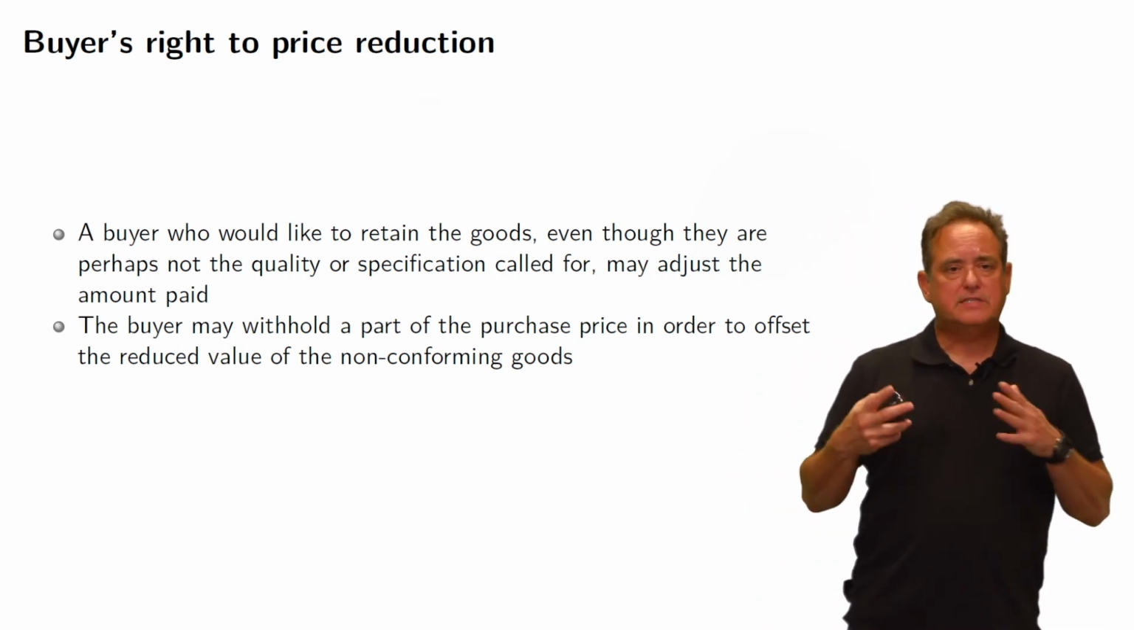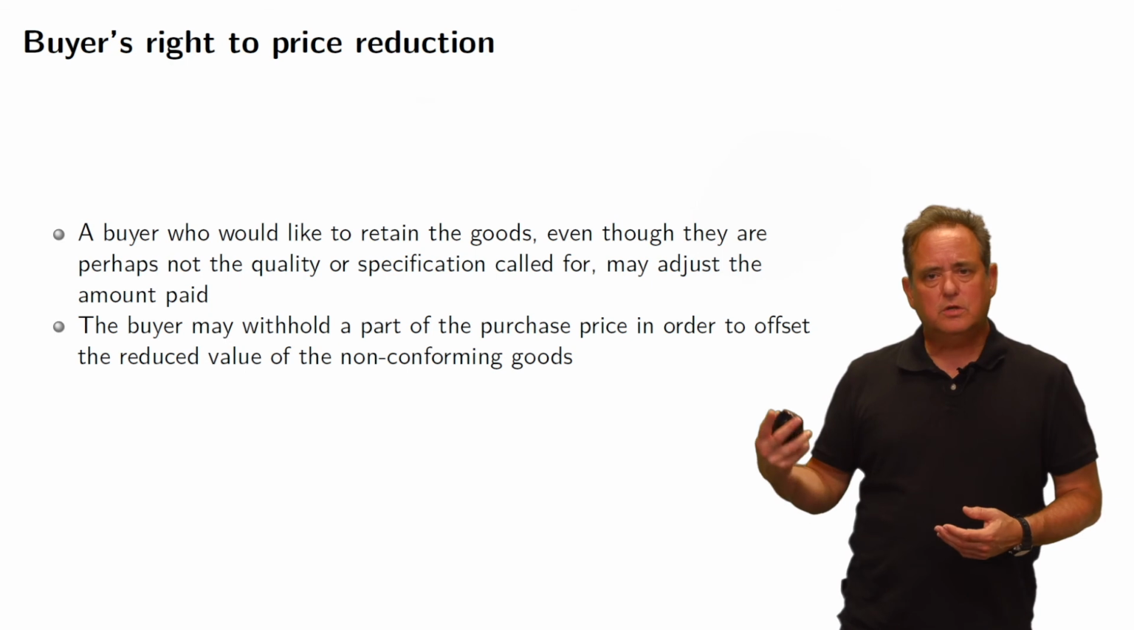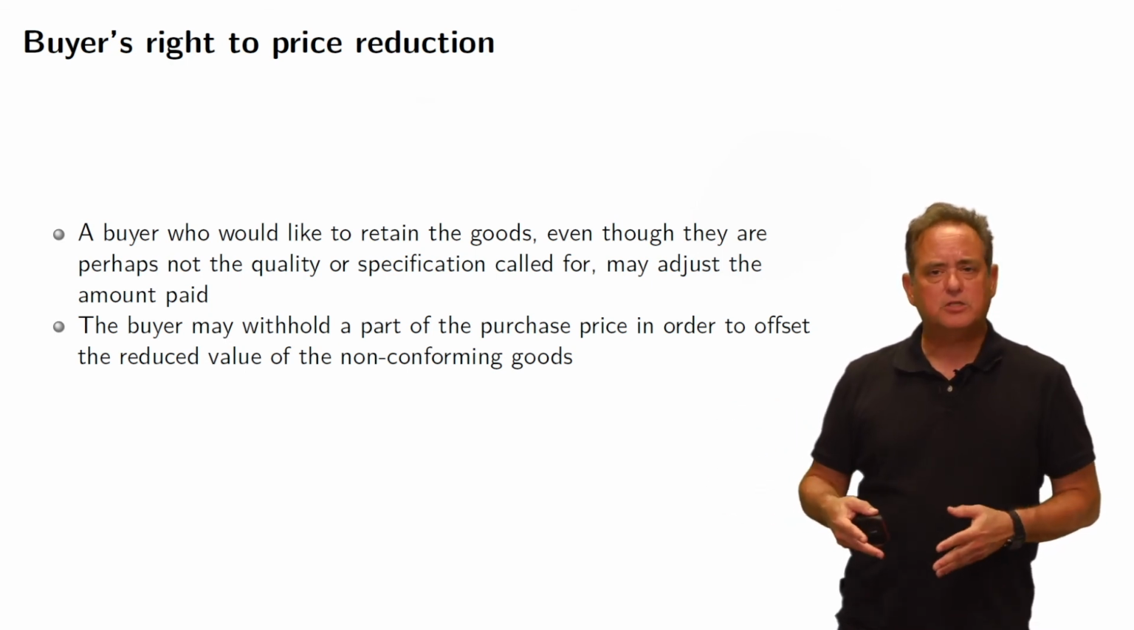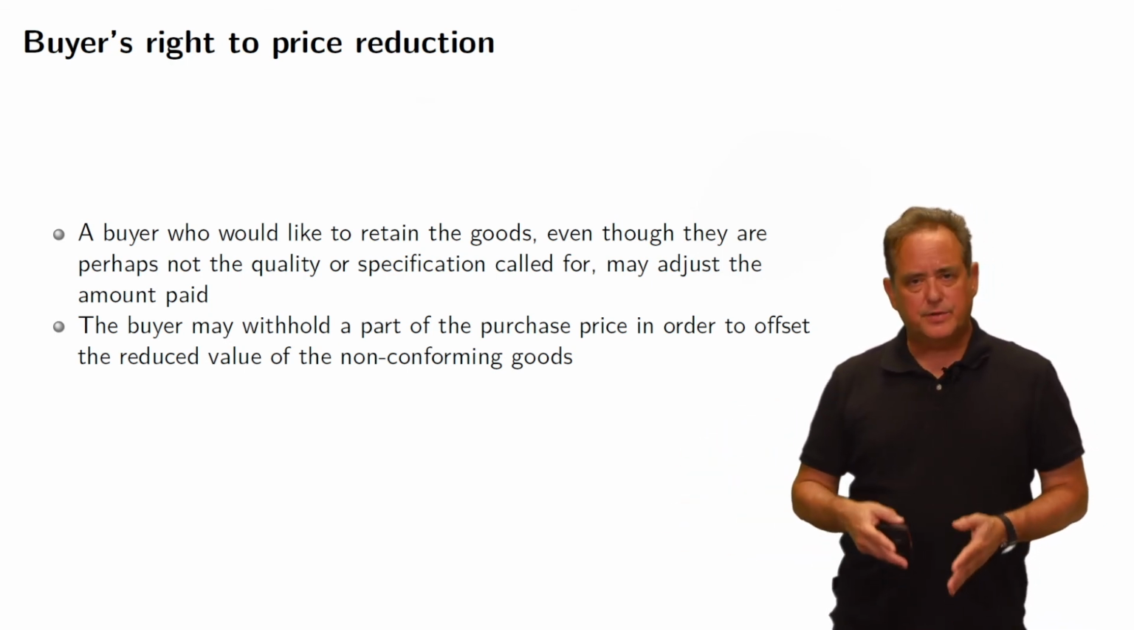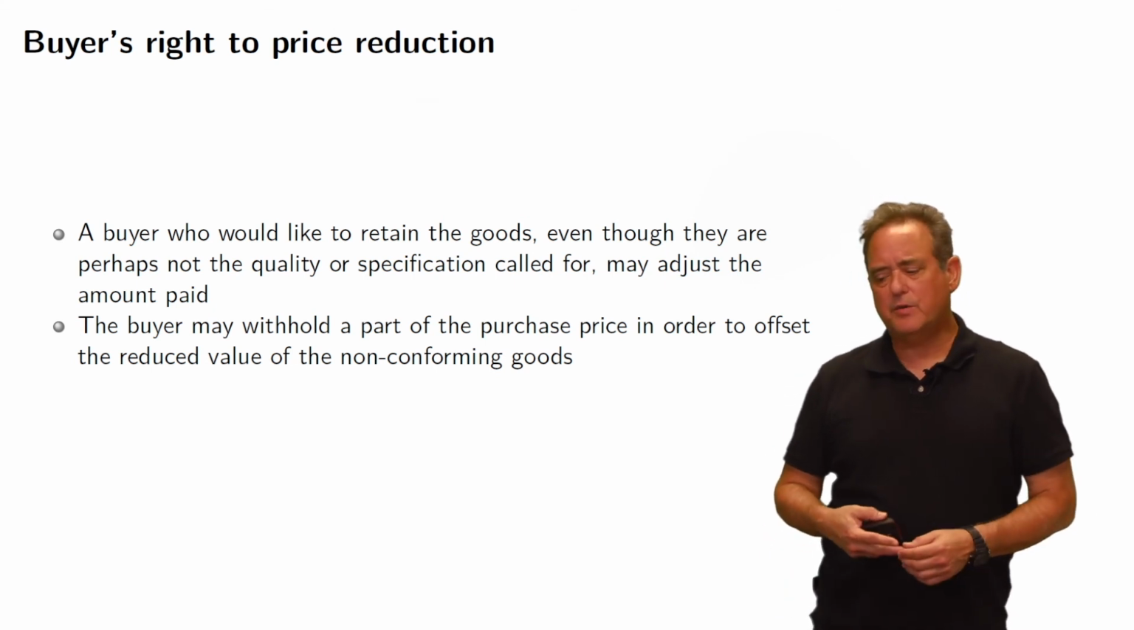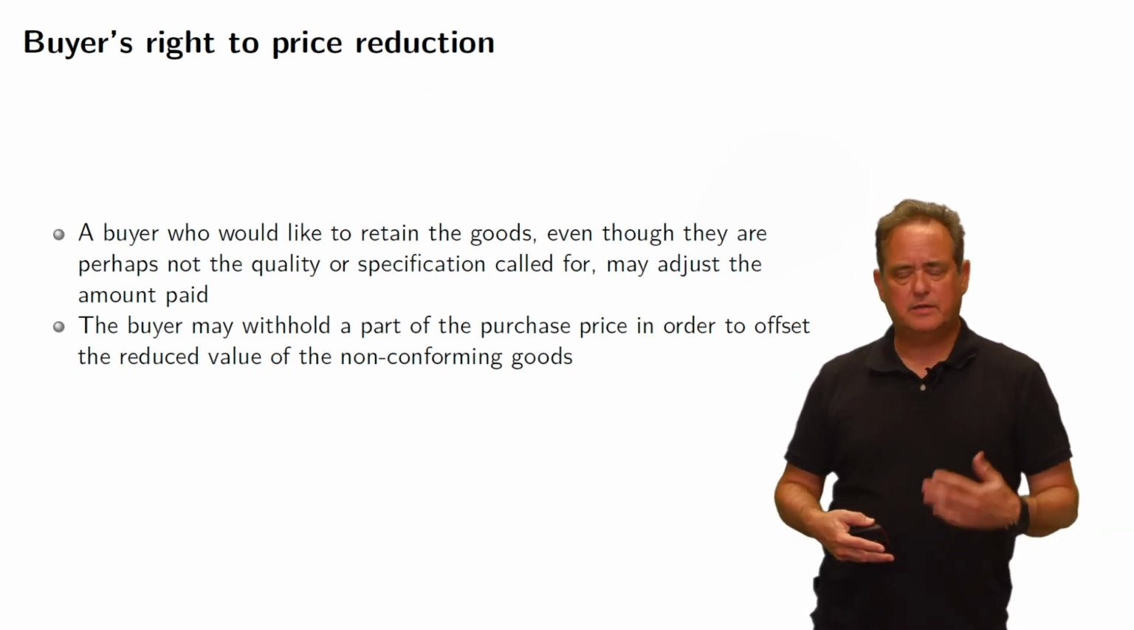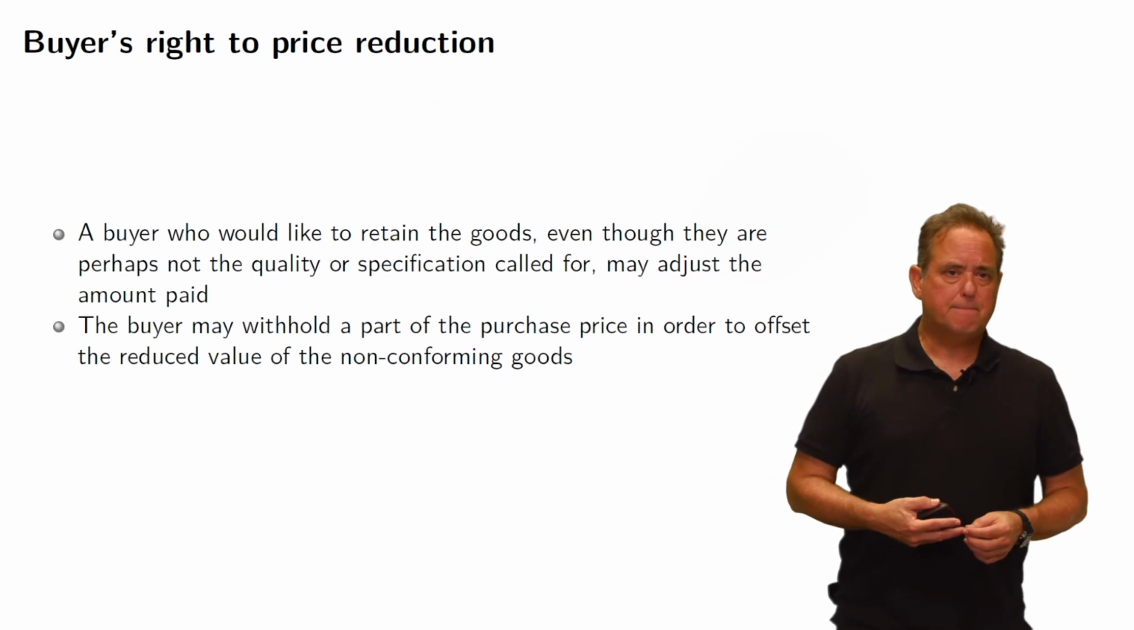So what happens is the buyer simply withholds a part of the purchase price to offset the reduced value of the goods that were actually delivered, the non-conforming goods that were delivered.